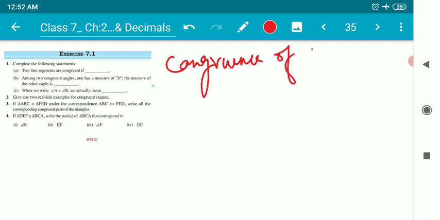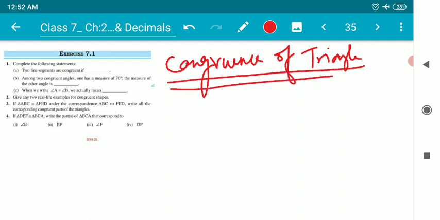Congruence of triangles. Now you might be getting confused hearing this term congruence. Sir, what is it? You are hearing it for the first time. Yes, children, I know you are hearing it for the first time. The meaning of this word congruence is similar. When two things are absolutely similar and can hide each other, they are known as congruent objects.